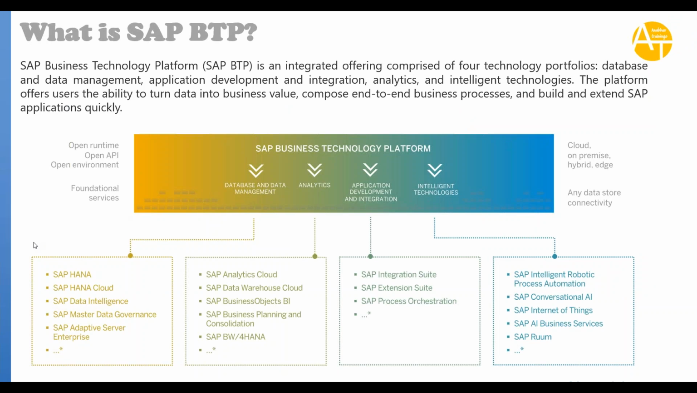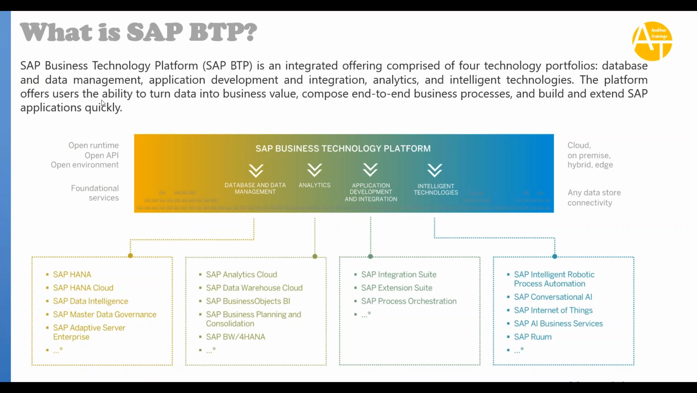Quickly, a repeat of what we learned in the last classes. BTP is a Business Technology Platform, which is an integrated offering comprised of four technology portfolios: database and data management, which includes HANA Cloud, DataSphere; application development and integration, which includes Business Application Studio, Cloud Foundry runtime services, the Cloud Application Programming model, HANA native development, all these development capabilities and runtime; analytics, which includes SAP Analytics Cloud; and intelligent technologies like robotic process automation, SAP Build, SAP Joule, low code, no code automation. All these are the different capabilities we have.